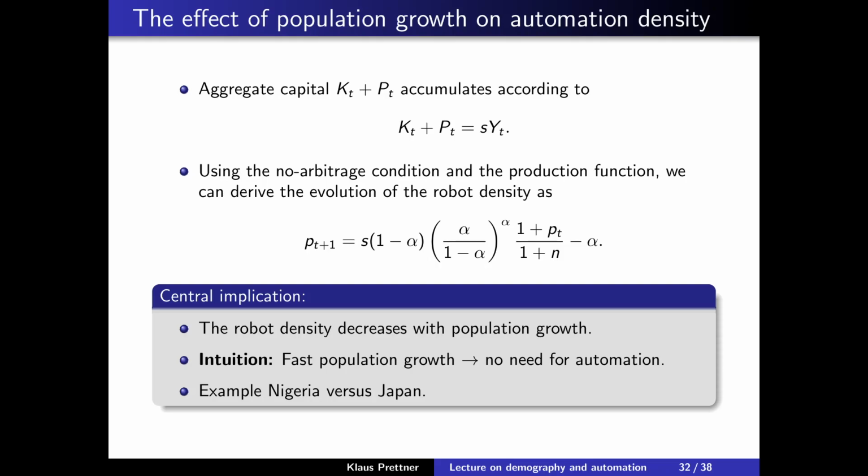So take, for example, two countries, Nigeria and Japan. In Nigeria, you have fast population growth, many young workers, some of them or many of them unemployed. So the wage rate is comparatively low, and firms would not have an incentive whatsoever to invest a lot in industrial robots to save on the wage bill. By contrast, in Japan, where the population size is decreasing and there are labor shortages, there is a strong incentive actually for firms to automate production.